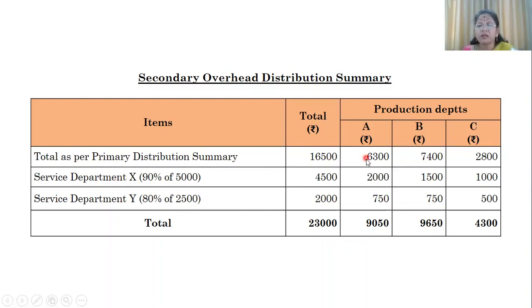First you put 6,300 for A, 7,400 for B and 2,800 for C. You total these three: 6,300 plus 7,400 plus 2,800, we will get 16,500. Then take service department X. You allocate these expenses to this. What does this expense mean? Not 5,000, this 4,500. We go to the problem.